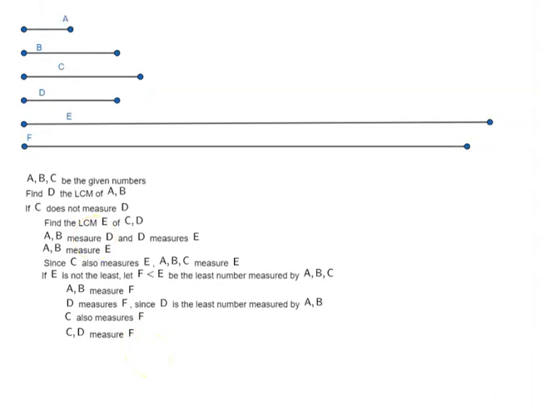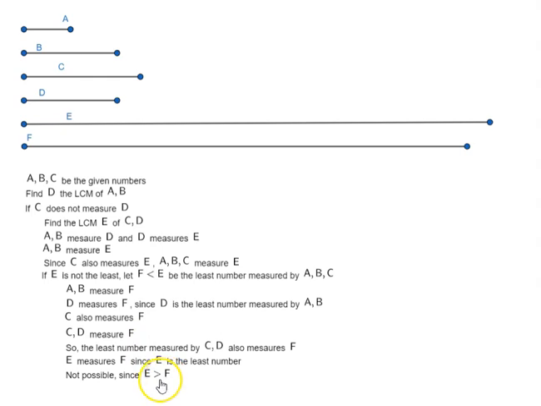So which means that the least number measured by C and D also measures F. And that least number is E. E measures F, since E is the least number measured by C and D. But that is not possible since E is greater than F. So E cannot measure F. So we can say E is the least number measured by A, B, and C.